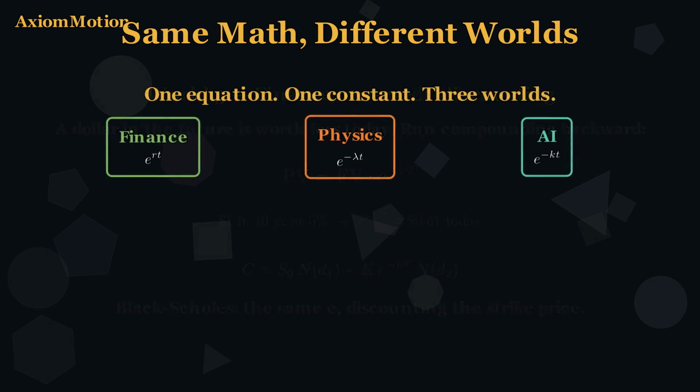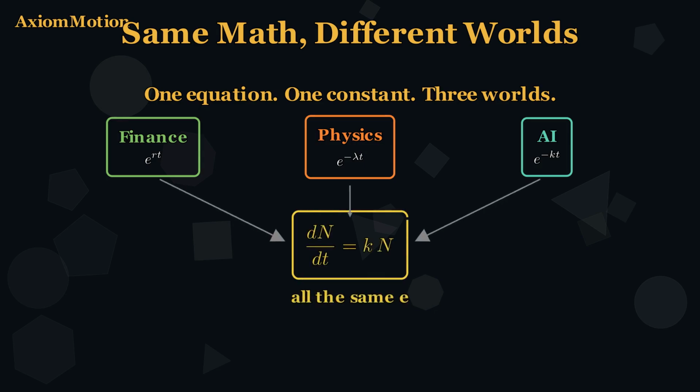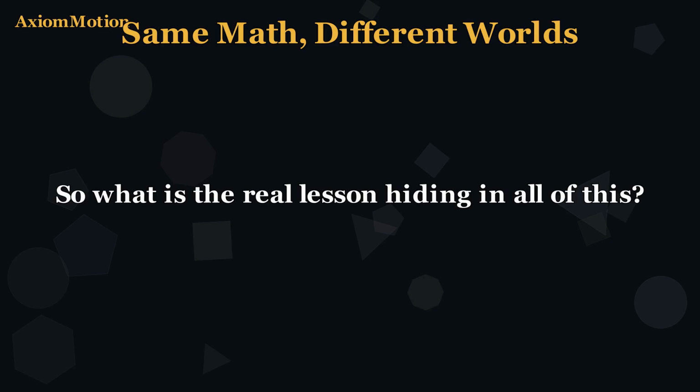Step back and look. Finance, physics, and artificial intelligence, 3 worlds that could not seem more different, all governed by a single differential equation, and a single constant, e. Which brings us, finally, to the one lesson that ties this entire story together.